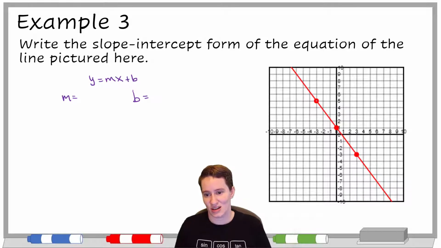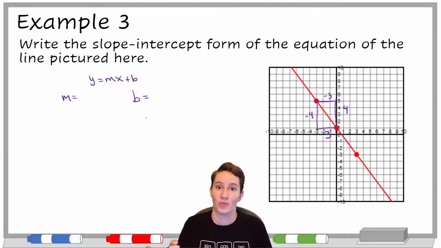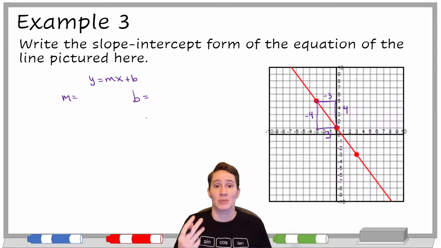If I start at this point up here, I could rise 4 down, so that's rising a -4, and run 3 to the right, which is a positive direction. Or if you started from the middle, you could go up 4 and left 3. Both of those give us -4/3. It's just that one of them gives us a negative on the top, one gives us a negative on the bottom, but one negative overall gives us a negative.